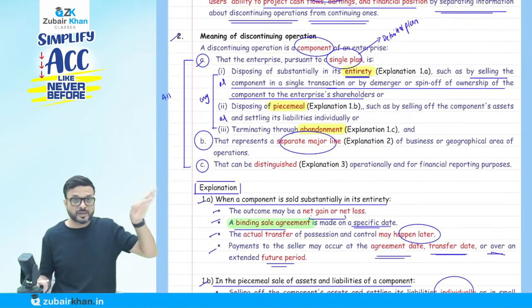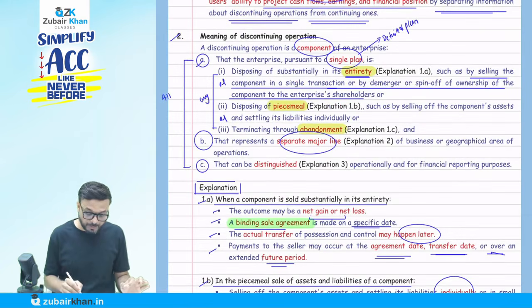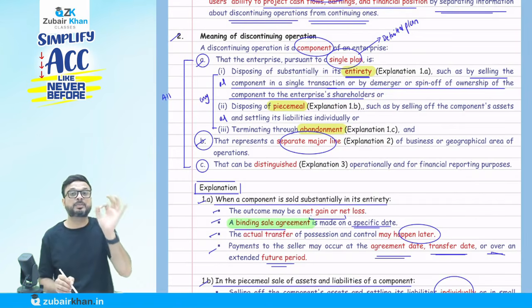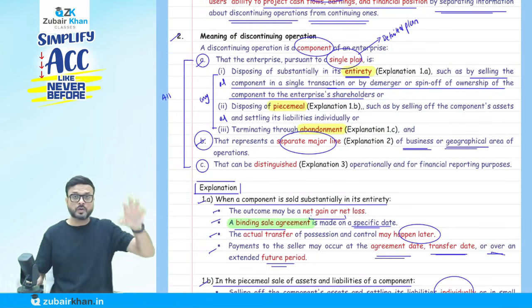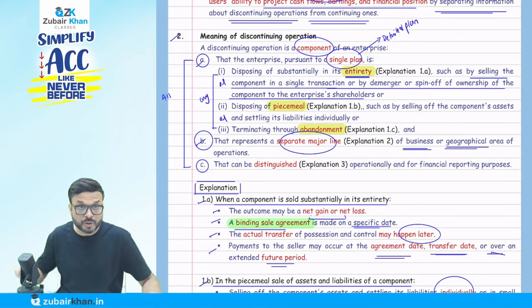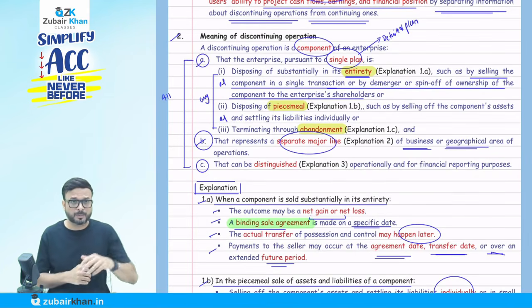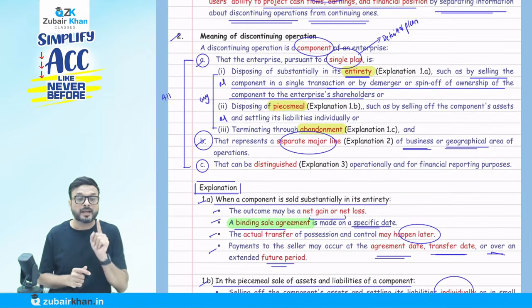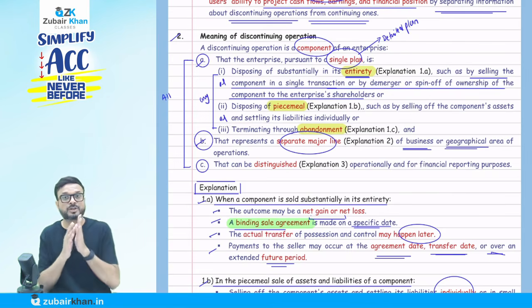Now this is the first condition: entirety, piecemeal or abandoned. Then they say that the particular operation that we want to discontinue should be a separate major line of business or a geographical area of operation. You might say, sir, business or geographical area we covered in accounting standard 17, that is segment reporting. So are we talking about segment reporting AS 17? Listen carefully. First we have to understand what they mean by separate major line. It is given in explanation point number 2.